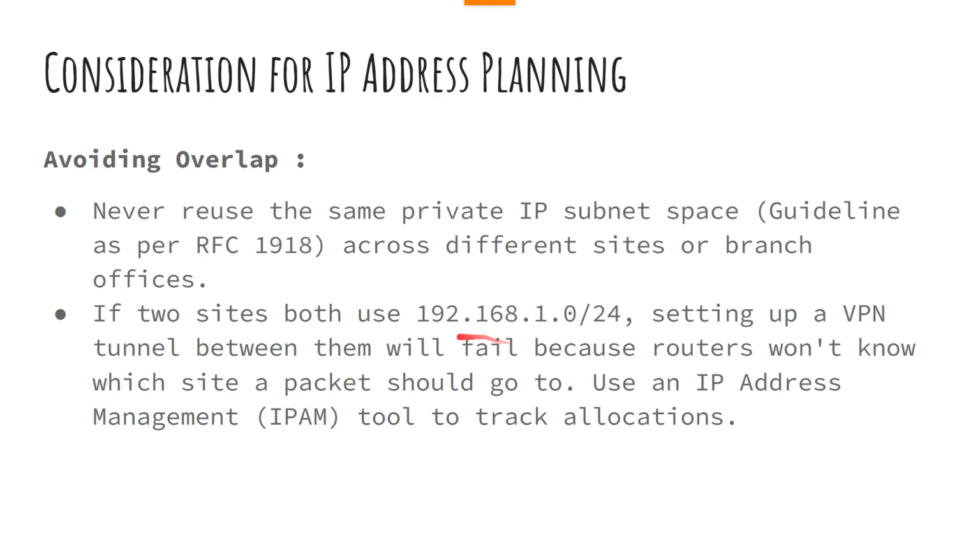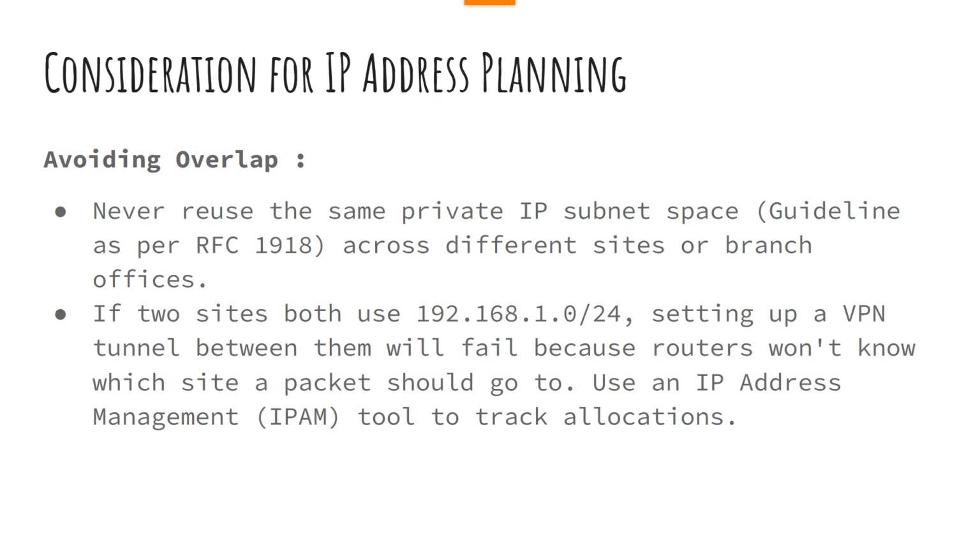and if both the sites are using the same set of IP addresses, say both the sites have 192.168.1.0 with 255.255.255.0, which can be written as slash 24. If I am using this same IP address on both the sites, and I want to connect both the sites using a VPN, it will not work.